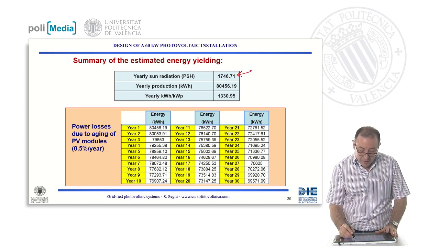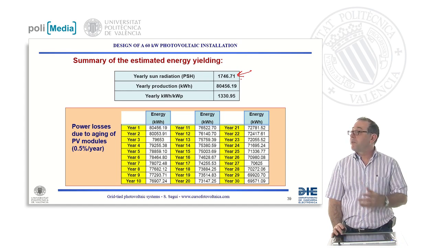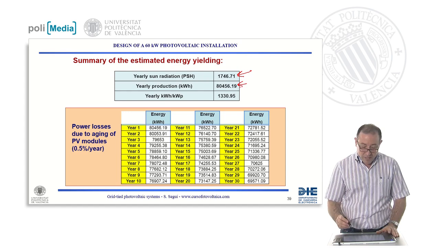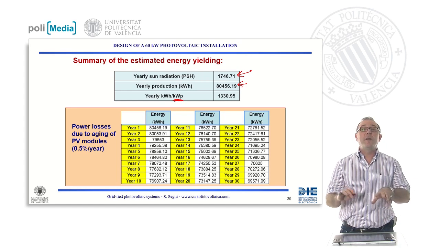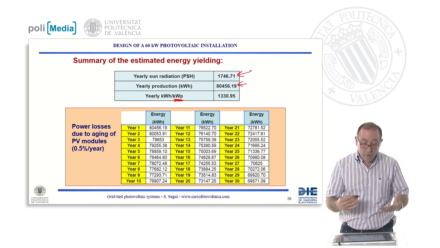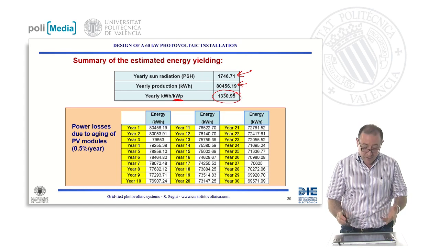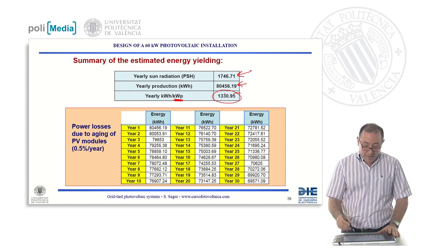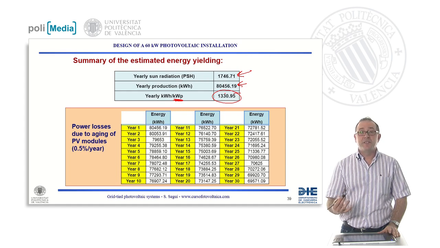The peak sun hours that we can expect in Valencia is 1,746. The yearly production is here, near 80 megawatt hours, and the expected production per kilowatt peak of our installation, with which we can compare with other installations that are near to the one that we are designing, is 1,330. This is the value of kilowatt hours per kilowatt peak in our installation. This is the expected energy produced by the plant in the first year.